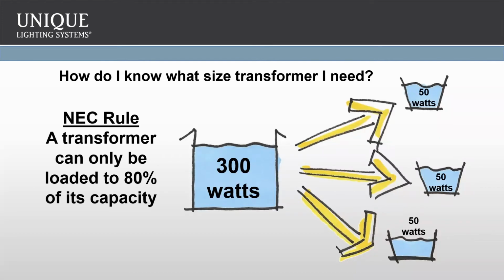But back to NEC, the rule is, like we talked about on the wire, that we can only use 80% of the wire. Same thing goes with the transformers. You can only load a transformer to 80% of its capacity. So I certainly cannot use a full 300 watts. Really, my pitcher of water is only 240 watts. But as you can see, I'm still well under that.